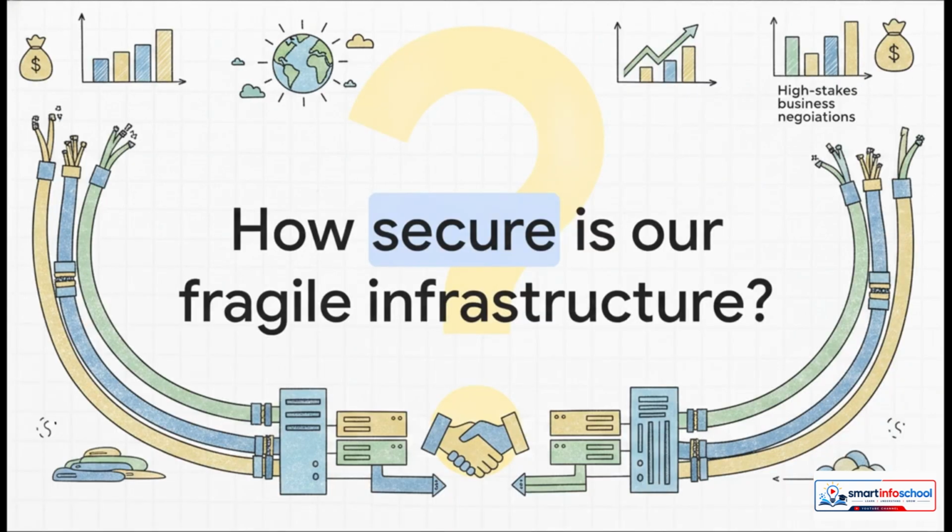So, as we wrap up this explainer, I think it's pretty clear. The internet definitely isn't magic. It is a highly physical, deeply interconnected, and surprisingly vulnerable ecosystem built on underwater garden hoses, high-stakes business negotiations, and blindly trusting digital handshakes. The next time you log on, ask yourself, just how secure is this fragile, invisible infrastructure keeping your digital world afloat?